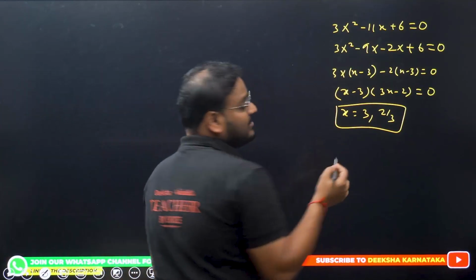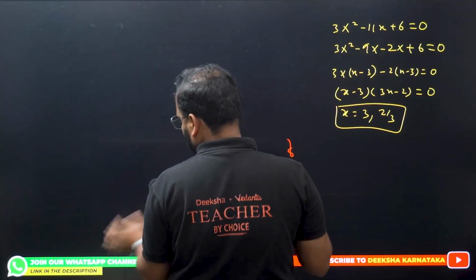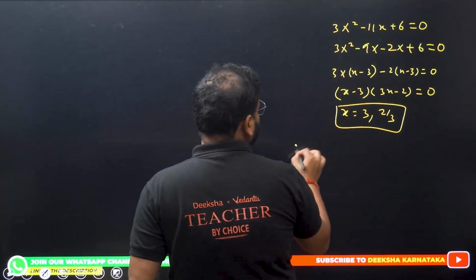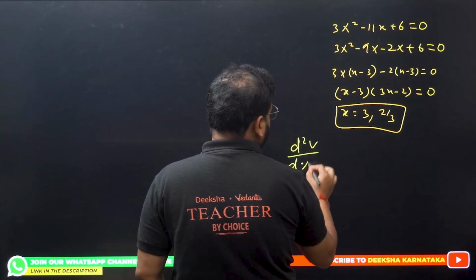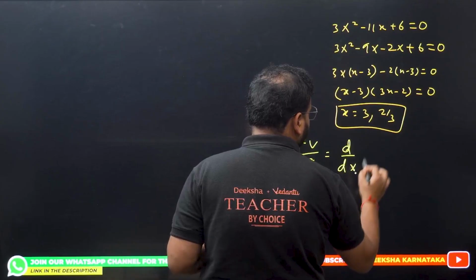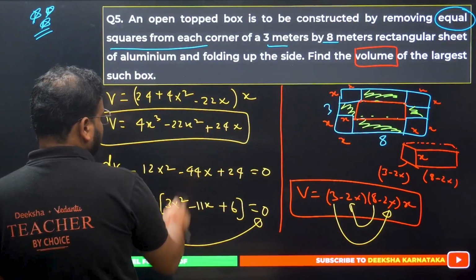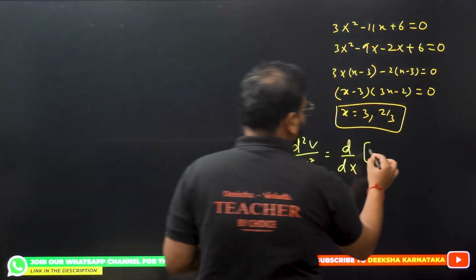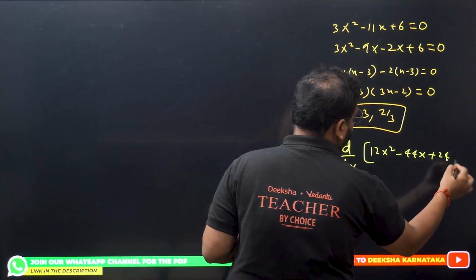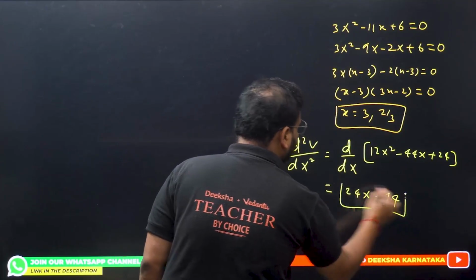Yes. So I have to find the local maxima and local minimum value. How do you do that? The function is now d square v upon dx square. We have to differentiate d by dx of the volume, the first derivative. Over here we have 12x square minus 44x plus 24, right? Differentiate this, and you'll have the answer 24x minus 44 as my second derivative.